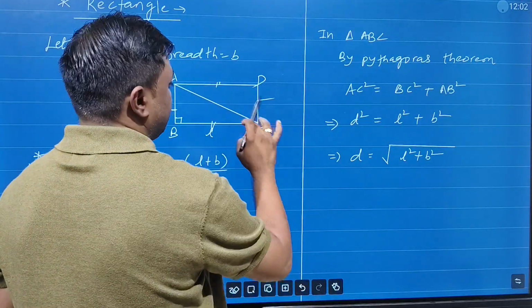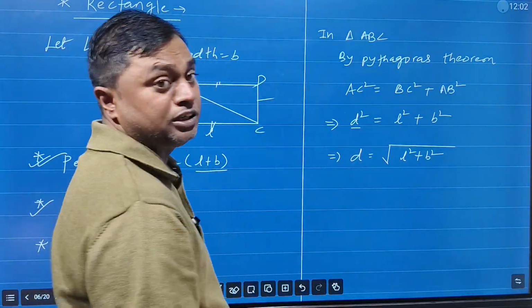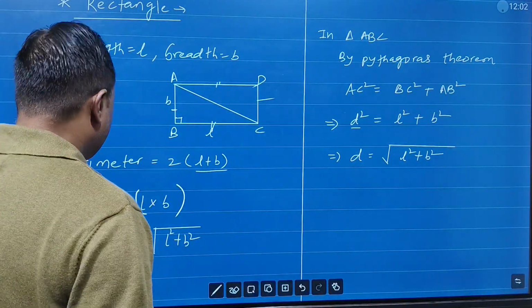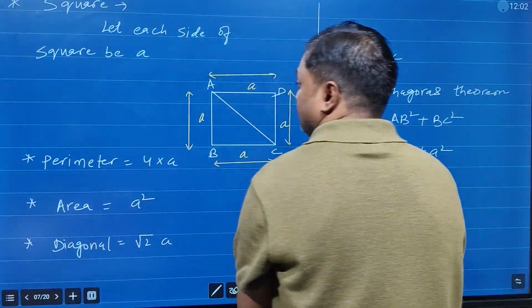So that is what? d square, that is diagonal square, is equal to what? l square plus b square. So d is what? Square root of l square plus b square. Am I clear?